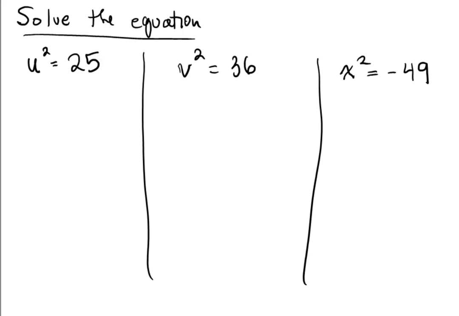Solving some equations, and here we're going to use something called the square root property. So in the first problem it says u squared equals 25, and they ask us to solve the equation. So we're going to be solving for u.